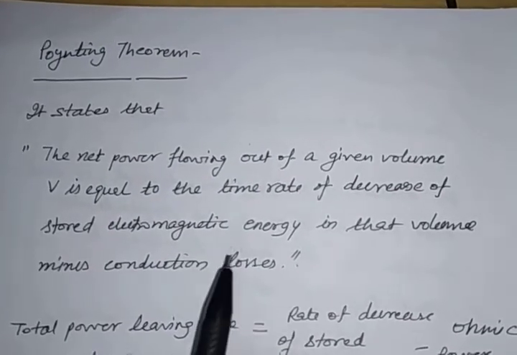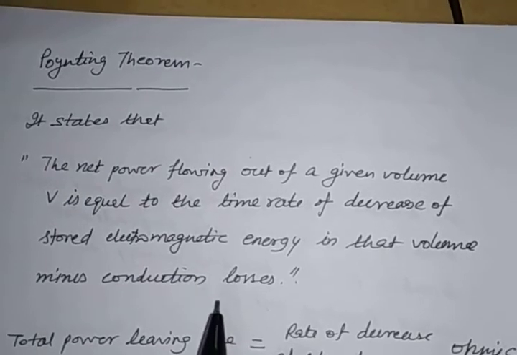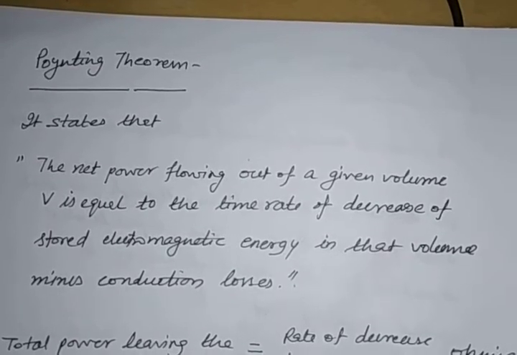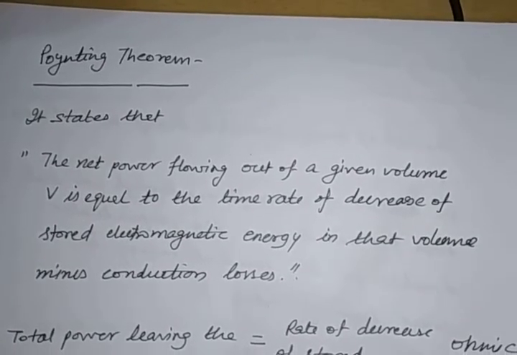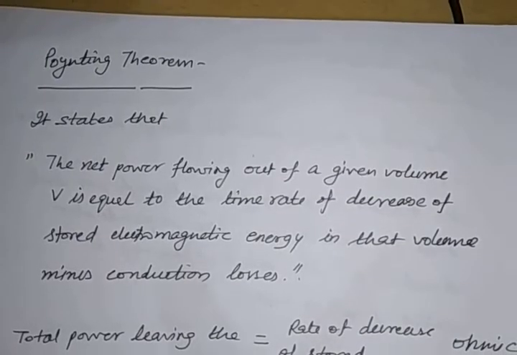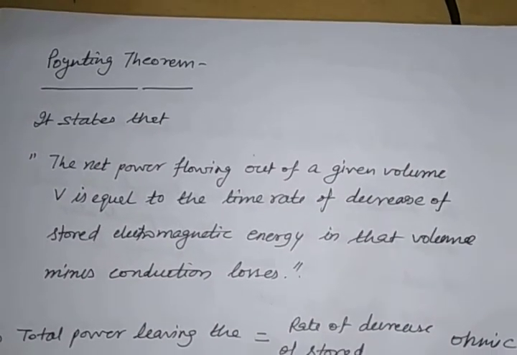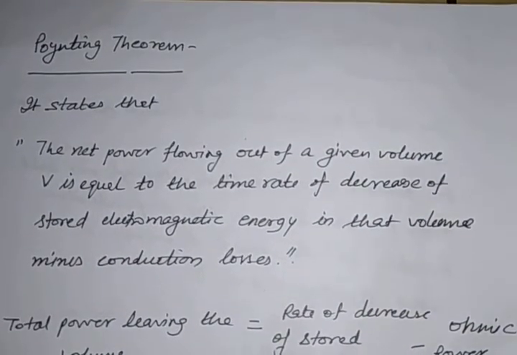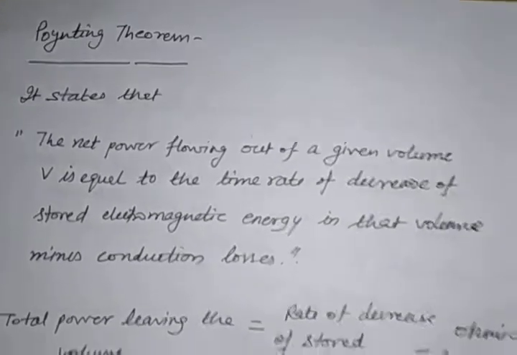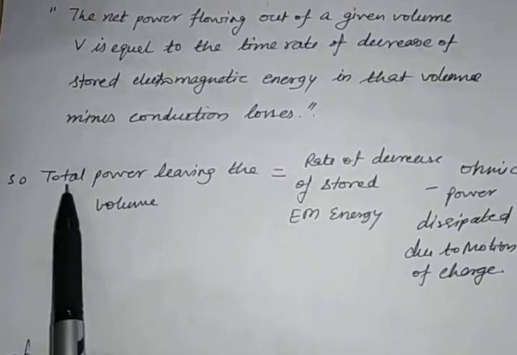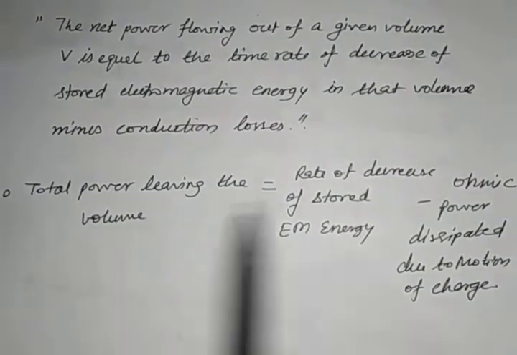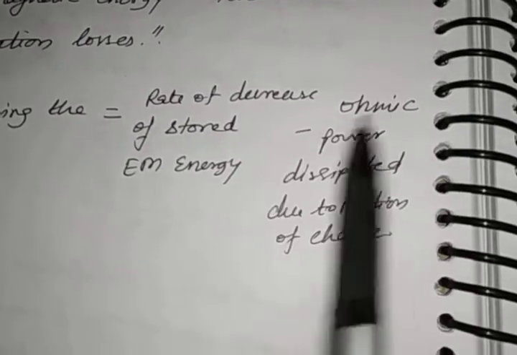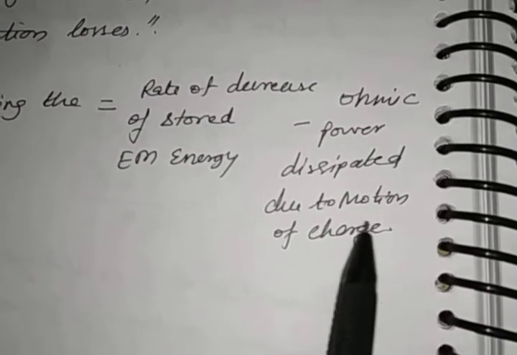So it's a kind of energy conservation law: the total energy will remain, but when the flow is considered, the flow of energy is equal to the time rate of decrease of the stored energy inside that enclosure minus the conduction losses. It can also be stated as: the total power leaving the volume is equal to the rate of decrease of stored electromagnetic energy minus the ohmic power dissipated due to motion of charge.